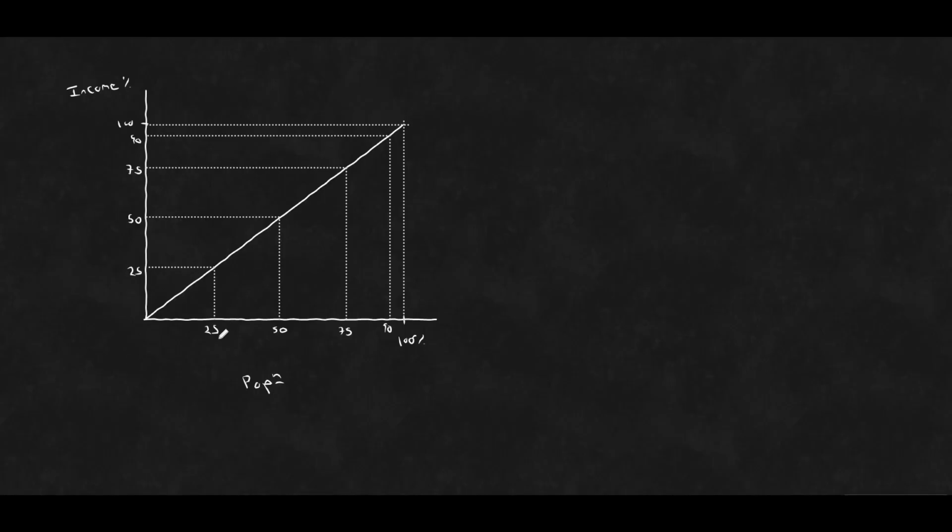So starting off, population 25%. What this means is that the bottom 25% of income earners earn 25% of the income. The bottom half of the population earns 50% of the income. The bottom 75% earns 75% of the income. Now, of course, this would be if we had a perfectly equal society. Most don't look like this.